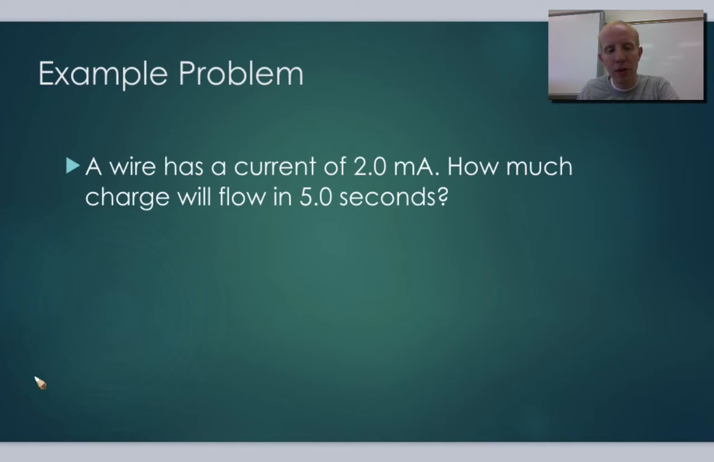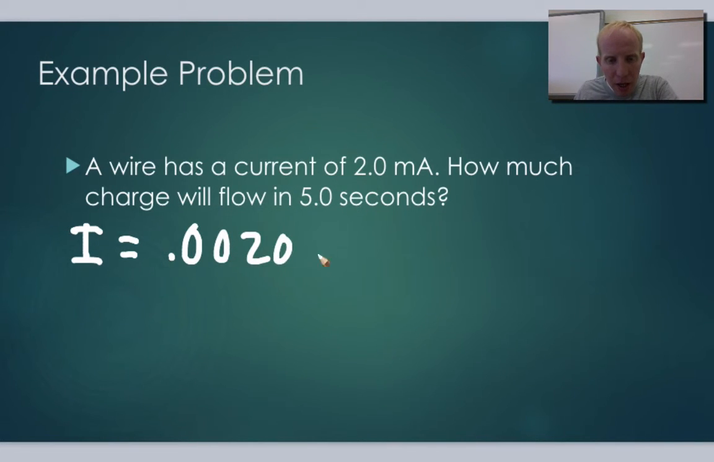Alright, so if you go through this, let's first of all identify what we know. We know that the current is 2.0 milliamps. Okay, but before we work with it, we want to put it into actual amps to do the calculations. So that's the same as 0.0020 amps, move the decimal 3 places, right? And then the change in time is 5 seconds. So change in t equals 5 seconds, okay?